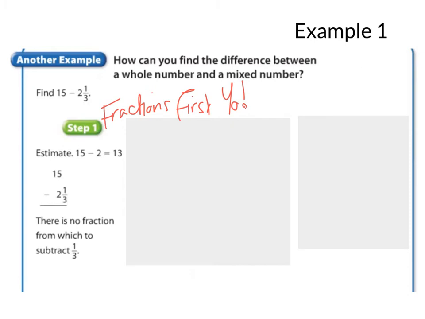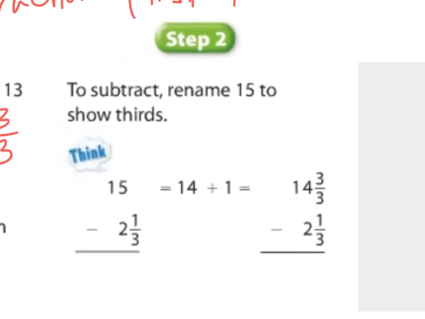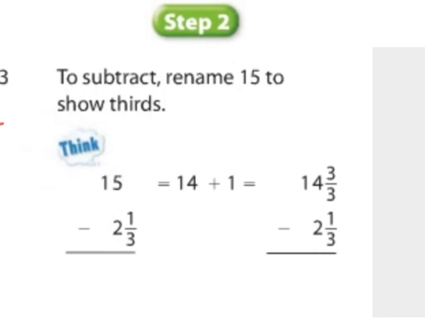So we're going to have 15 is 14 plus 1. And so instead of this 1, we cut it into 3 slices, and we have all 3. So 15 is the same as 14 plus 3/3. Now we have a fraction that we can subtract 1/3 from. As demonstrated in step 2, we have 14 3/3 minus 2 1/3. We changed the 15. So what's step 3?